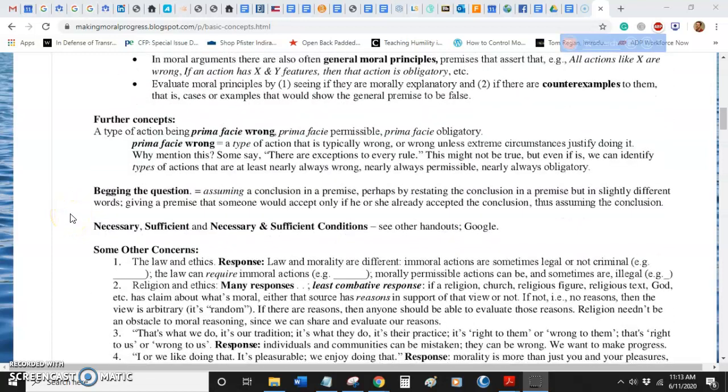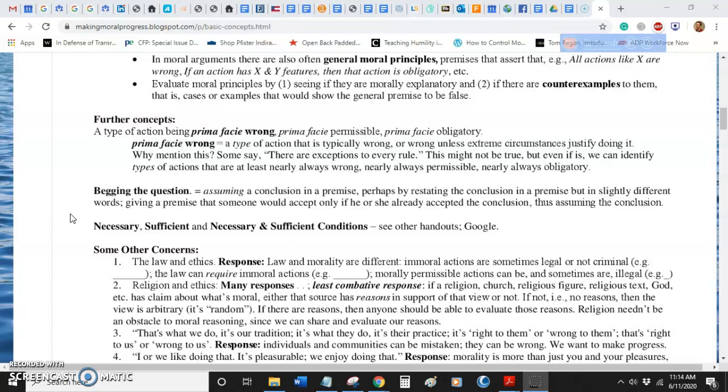All right, next concept. There's the idea of an action being prima facie wrong, or prima facie permissible, or prima facie obligatory. Prima facie means this. It's like, this is a good idea in general, but there might be some exceptions. So we could think about this. Killing people.